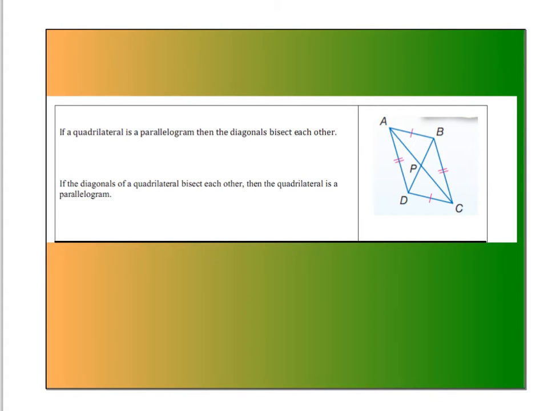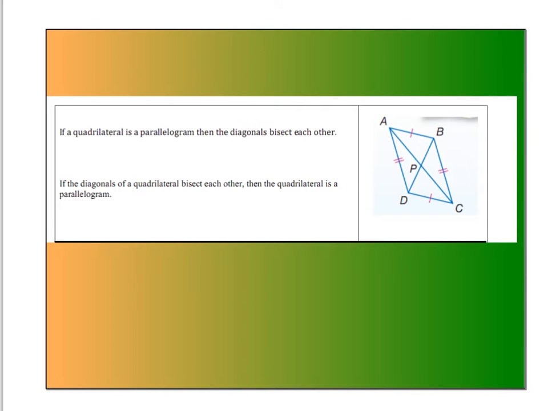Here are a couple more things to know about parallelograms. If a quadrilateral is a parallelogram, diagonals bisect each other. So you might be saying, what's a diagonal? Well, diagonals go from one corner to the opposite corner. So that red segment that I just drew, that's a diagonal. And then another diagonal goes from B to D. So this is a diagonal and this is a diagonal. And if the shape is really a parallelogram, then the diagonals bisect each other.